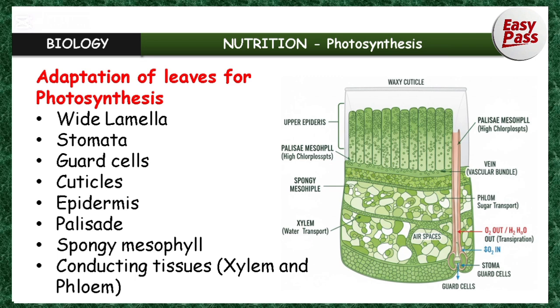Guard cells contain chloroplasts for photosynthesis. They also open to form stoma. Then the cuticle is there to protect the leaf from damage. The epidermis has a thin layer and transparent surface for easy penetration of light energy.